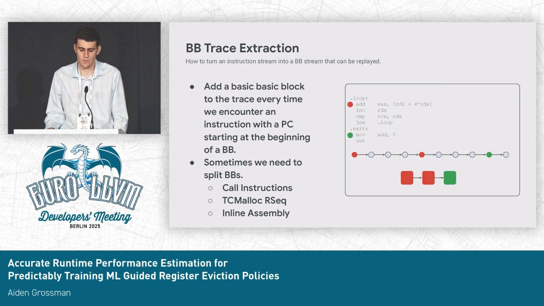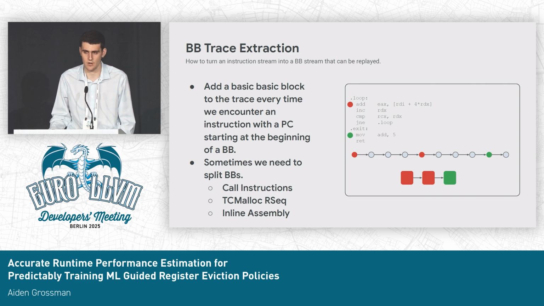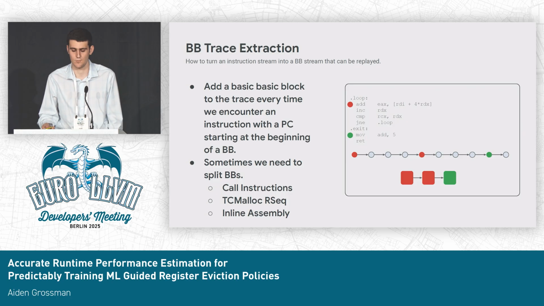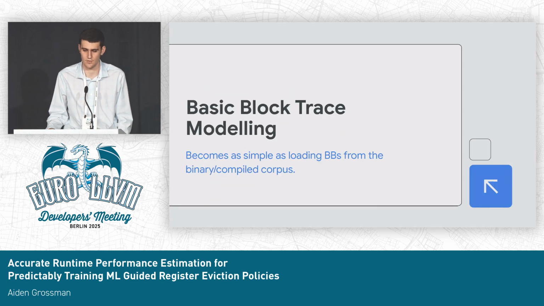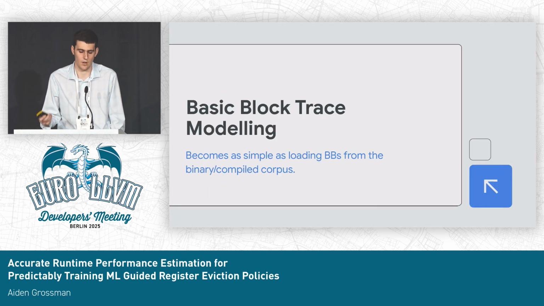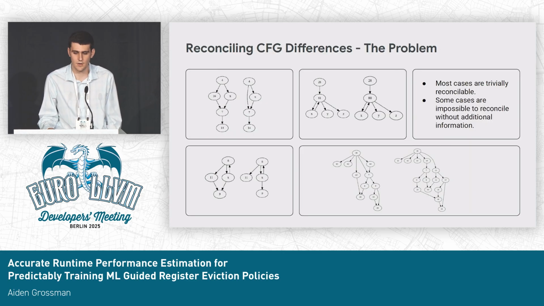So we're essentially just looking at the instruction stream, looking at where basic blocks begin, and then we create a stream of basic blocks. There's a couple areas where you need to split basic blocks, like around call instructions, essentially where you have control flow that's not really represented at the basic block level. Inline assembly, where you end up with control flow just because the compiler represents it as a single basic block. So once we have a sequence of basic blocks, we can just replay them against a new binary and get out what the instruction stream would be for that binary.